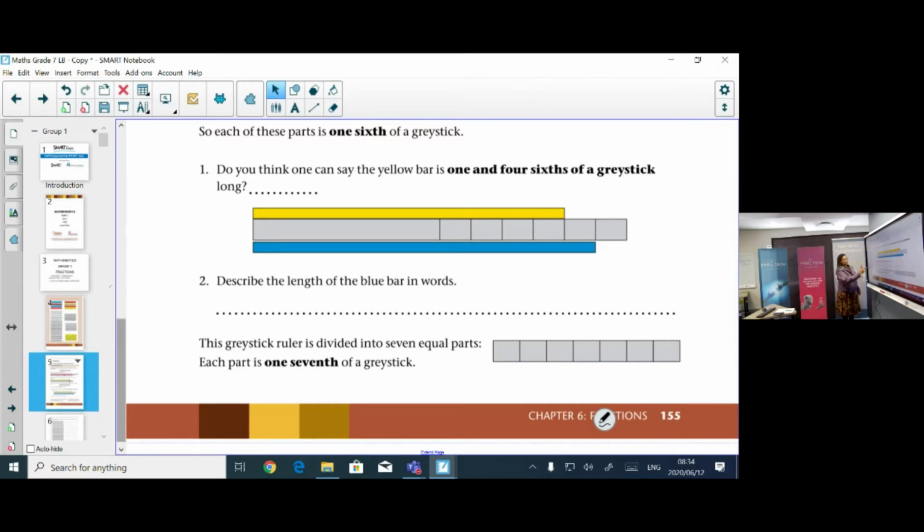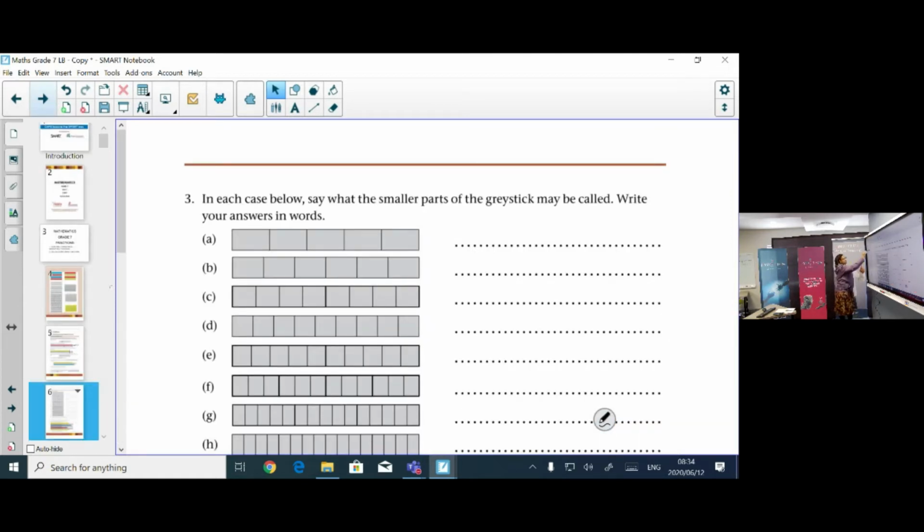Here, describe the length of the blue bar in words. It's like we have 1 gray and 4/6 of the gray stick. Suppose we divide this into 1, 2, 3, 4, 5, 6, 7. We can now see the next page.